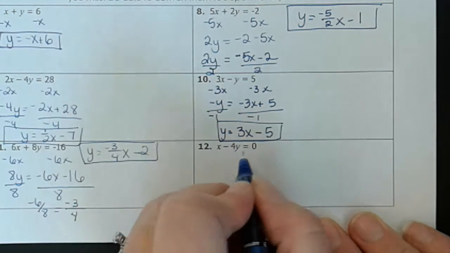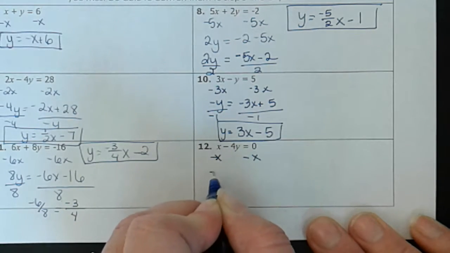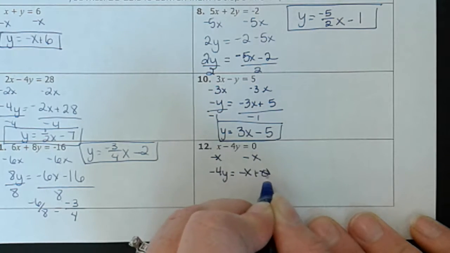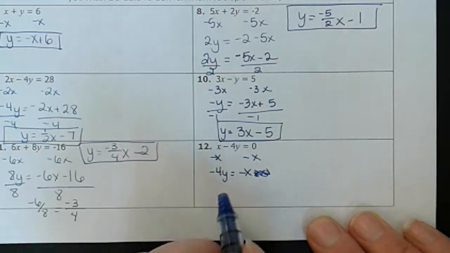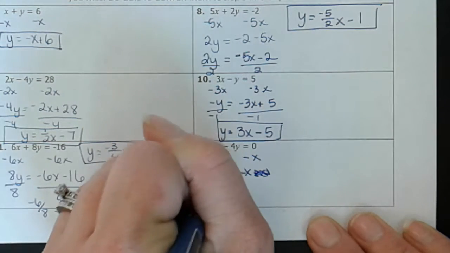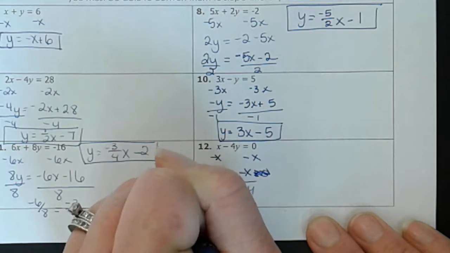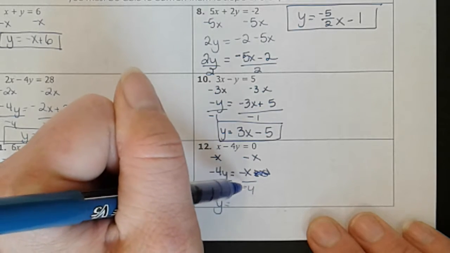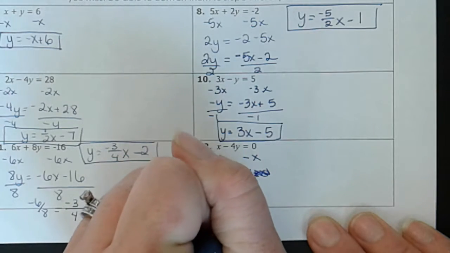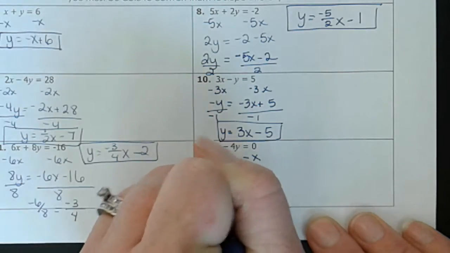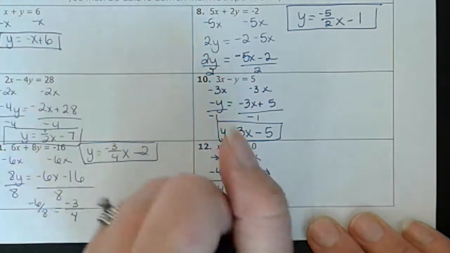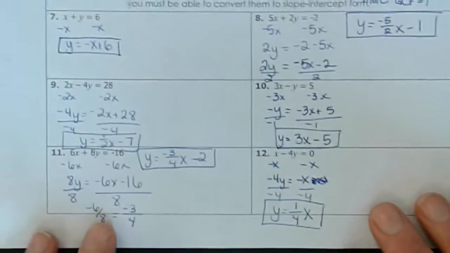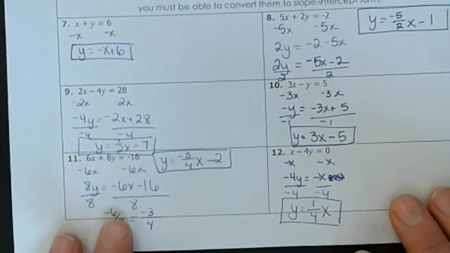And finally, let's get y by itself. So we're going to subtract x from both sides. We get negative 4y equals negative x plus 0. Well, again, if we see plus 0, we don't even need that. So let's just cross that out. We've just got negative 4y equals negative x. Divide both sides by negative 4. We get, well, y equals, well, what's in front of this x? It's a negative 1, right? So we have negative 1 divided by negative 4. The negatives cancel each other out, and we just have 1 divided by 4 times x. And again, that 0 is canceled out. So the equation of this line is y equals 1/4 x. So again, that's how we transfer standard form into slope intercept form.